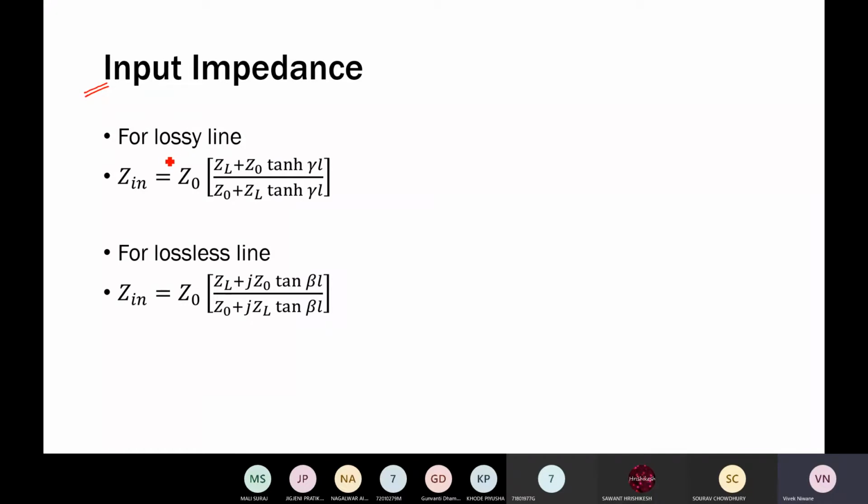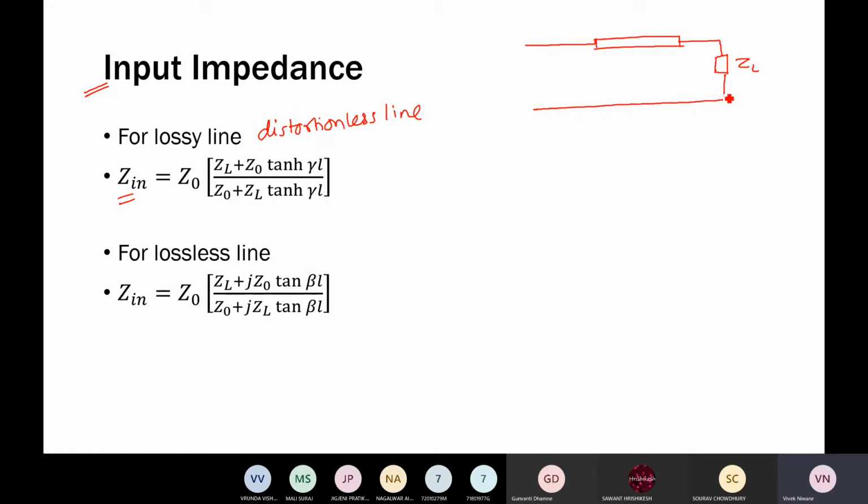If it is a distortionless or lossy line, then the input impedance of a transmission line. Do remember that we do have a transmission line, its characteristics, and the load impedance. We always consider a transmission line to be two parallel conducting wires. Over here we have the generator. This is the generator side and this is the load side.